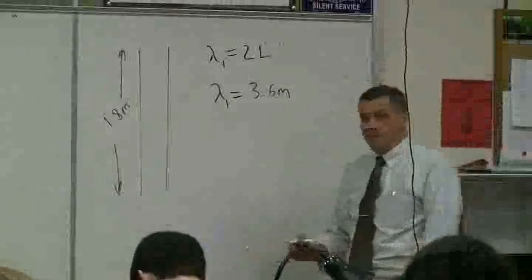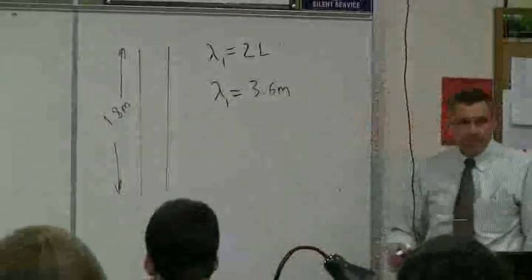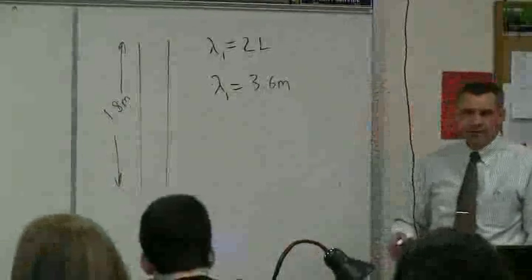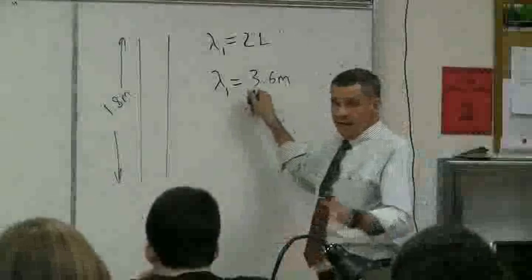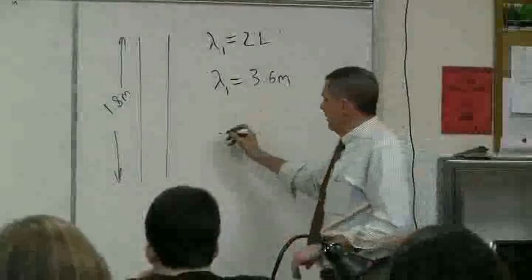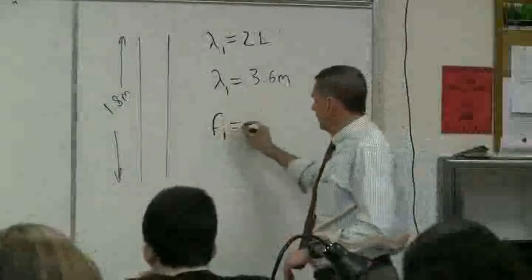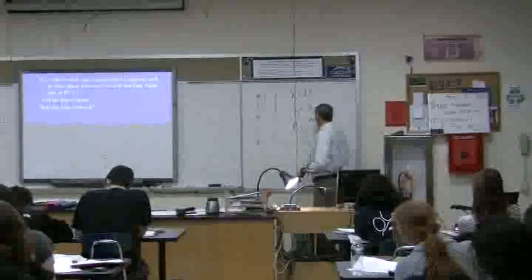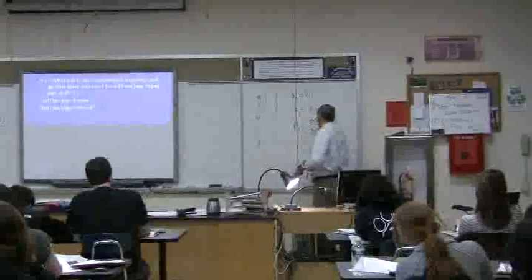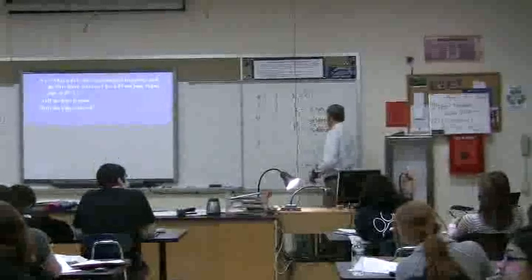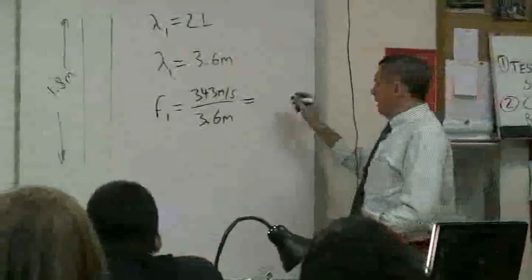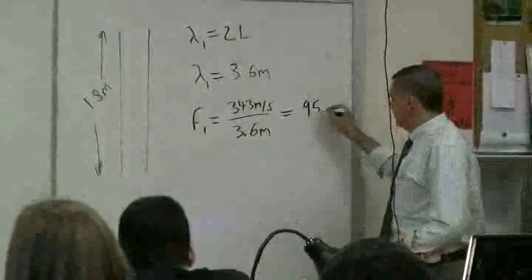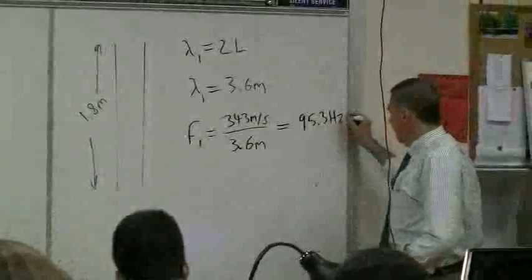Oh yeah, Deborah. I got 95.28. 95.3 hertz, anybody confirm? Yeah. Good. So once I know the wavelength of the fundamental, then I can say that the fundamental frequency is 343 meters per second divided by my 3.6 meters. Say it again? 95.3. 95.3 hertz.